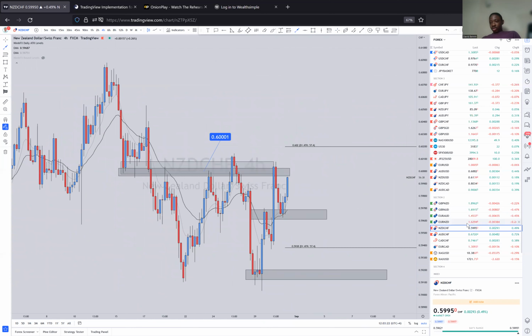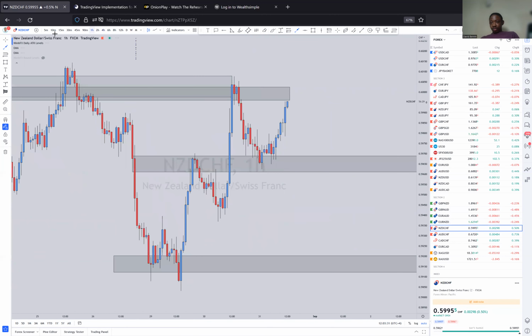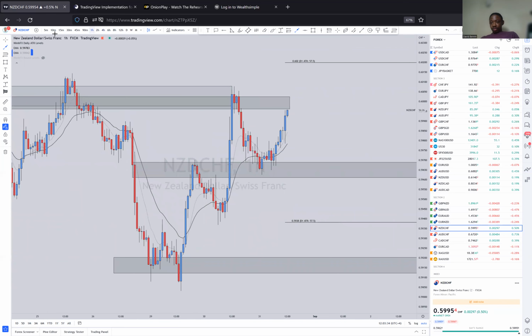NZD-CHF has had a lot of nice setups, but I've missed almost all of them.